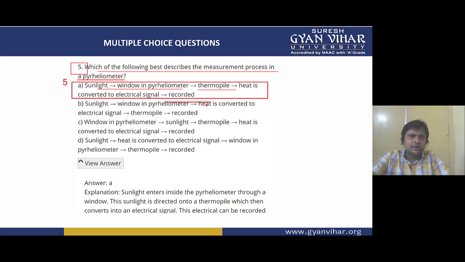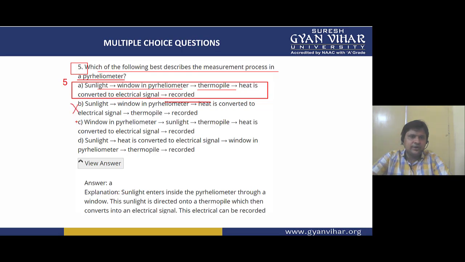Let's read the other one. B: sunlight, window in pyrheliometer, till here it is correct. Heat is converted to electrical signal. Now this step they have written before, because thermopile is the step which should come before this step. So B can't be the correct answer.